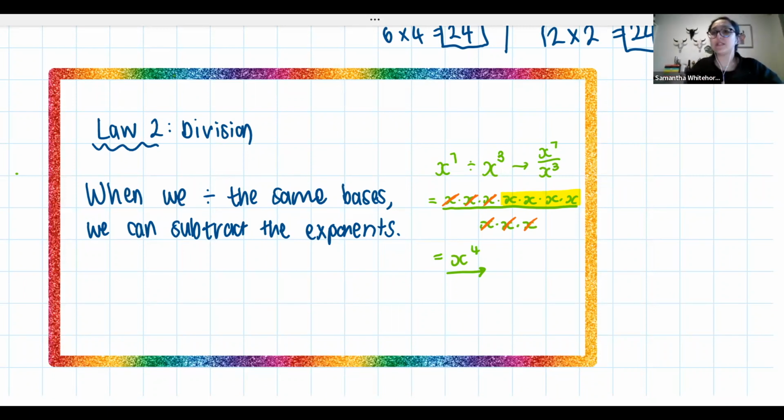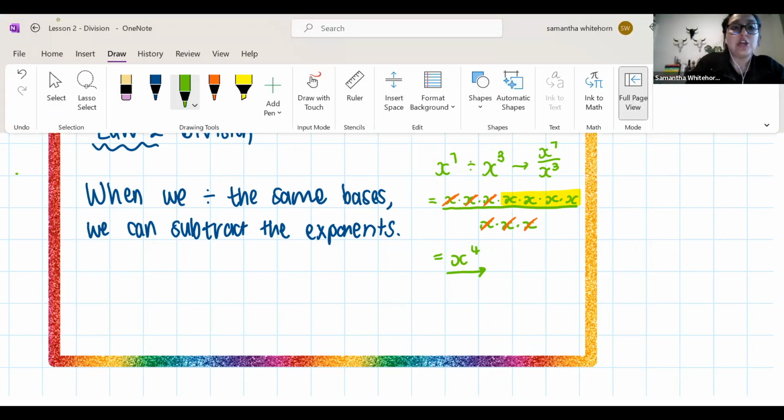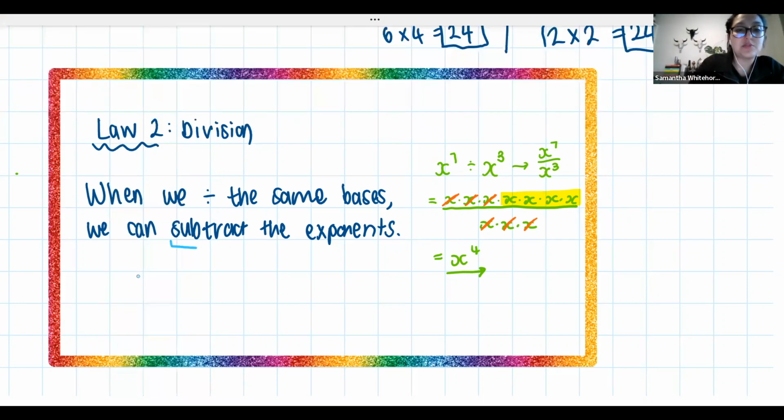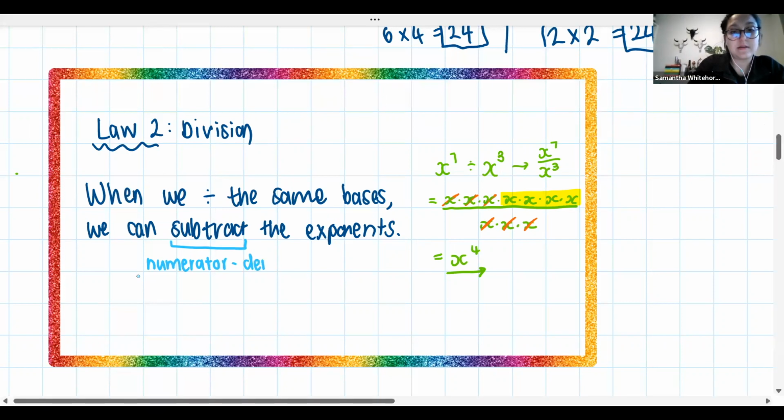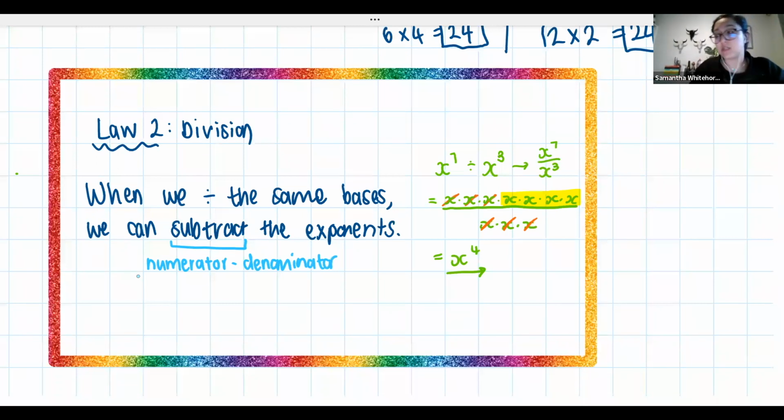Now, obviously, guys, we don't want to have to write out x times x times x times, no, too much. We don't want to do it. So mathematicians found that there was this rule that they could apply because of this cross-canceling that actually works every time when we divide. So my law says to us that we can subtract the exponents. Now, very importantly, when we are subtracting the numerator minus the denominator, sorry, I can't spell tonight. So basically the top minus the bottom. And that's a very important thing to remember. We always take the top exponent minus the bottom exponent.